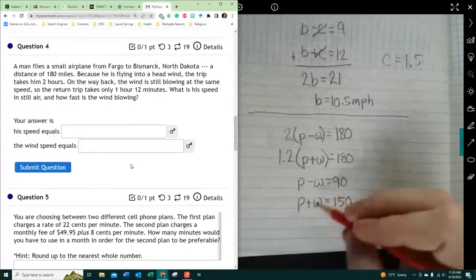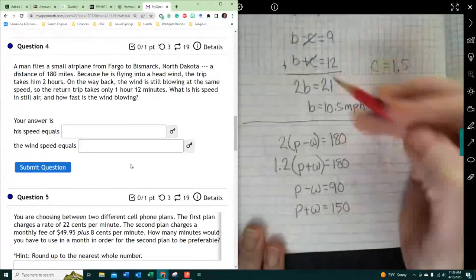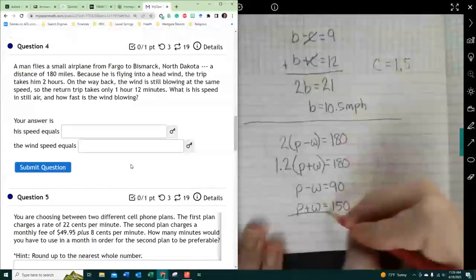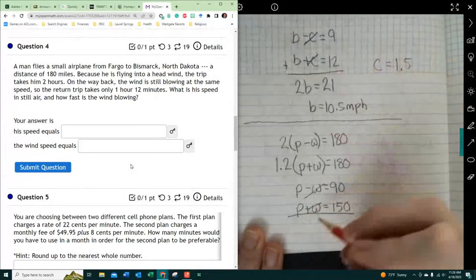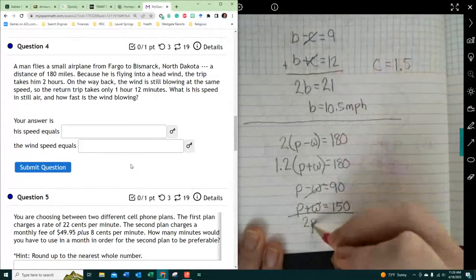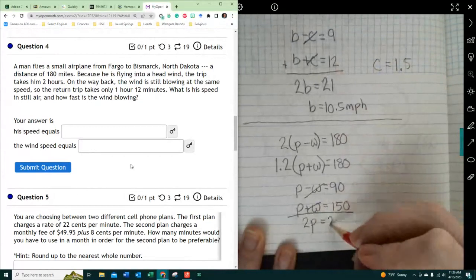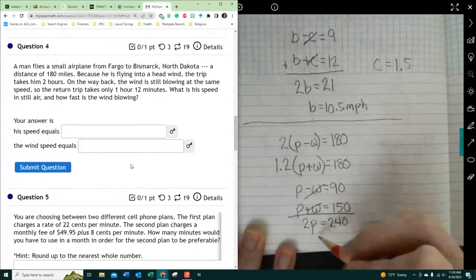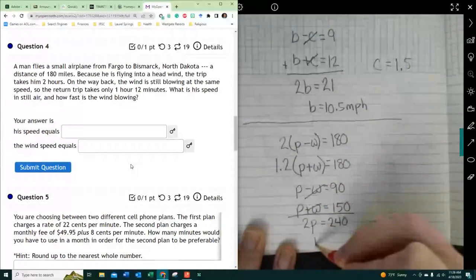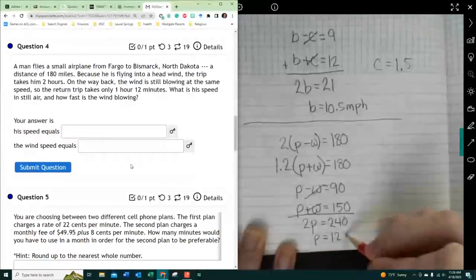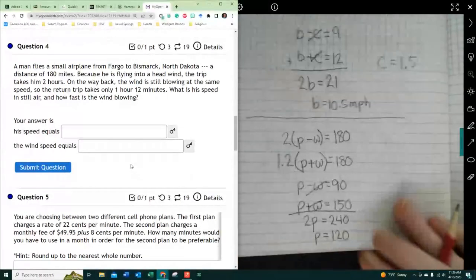Now, going ahead and doing what we did up here. I love how this works out with these problems. All we're doing is knocking this out. And then adding these two together, we get 240. And then plane speed is 120. So the plane speed is 120.